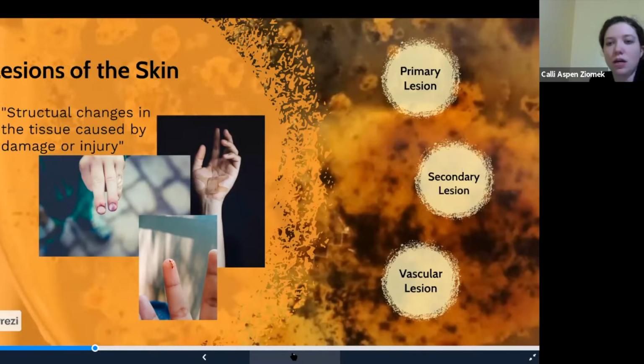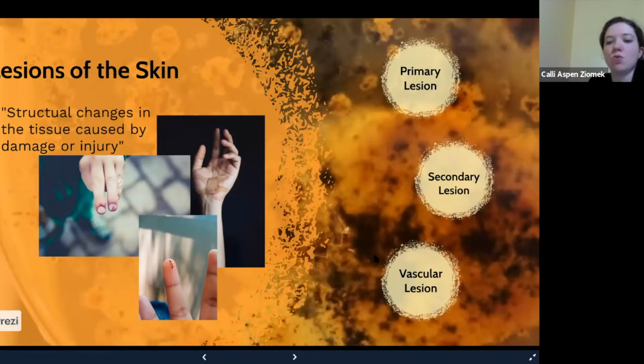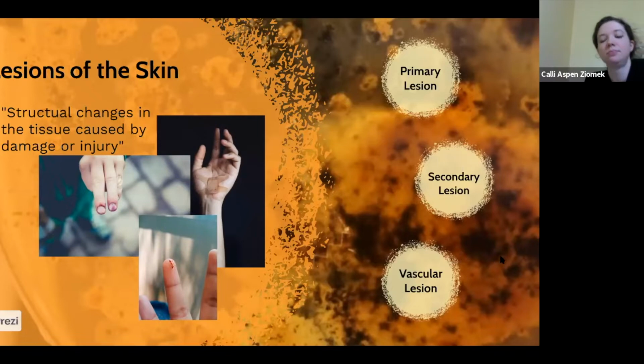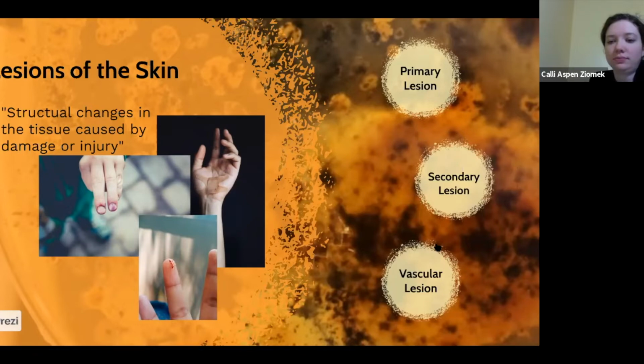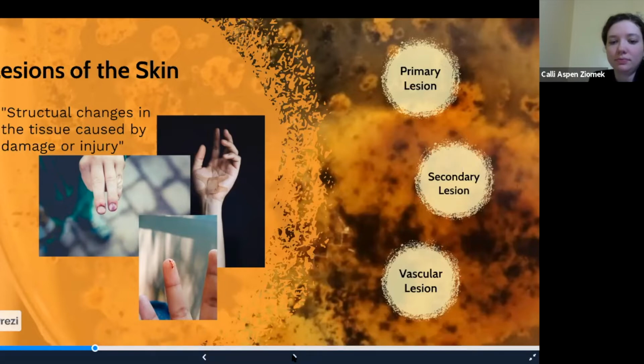Okay, so can one of you name a primary, secondary, or vascular lesion, and then the other one name one that wasn't named? And it just has to be one. So yeah, what is one primary lesion? Okay.